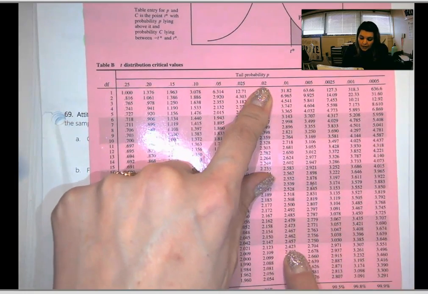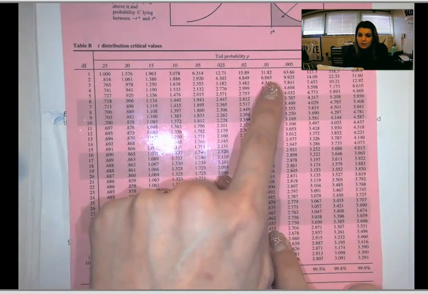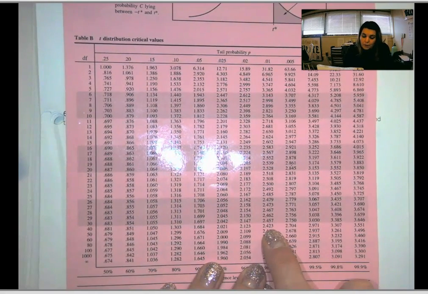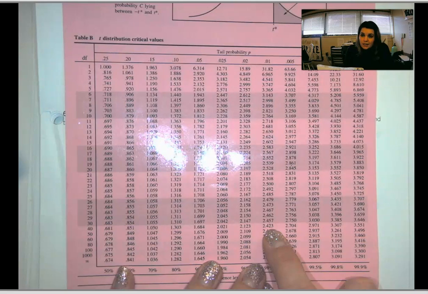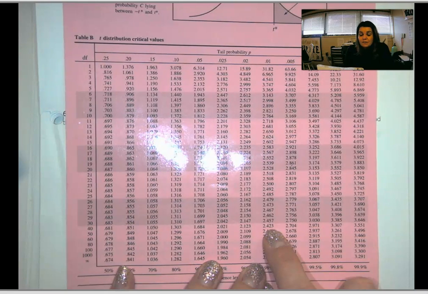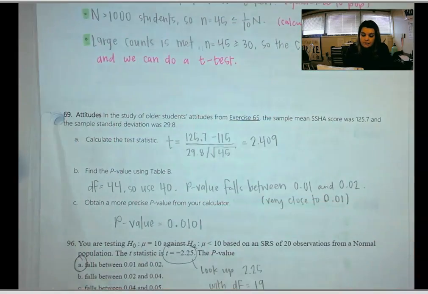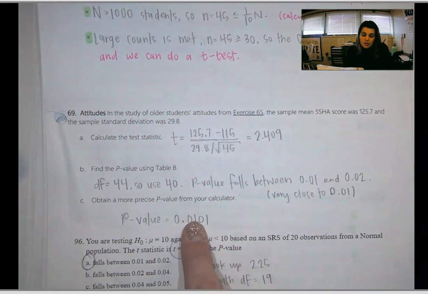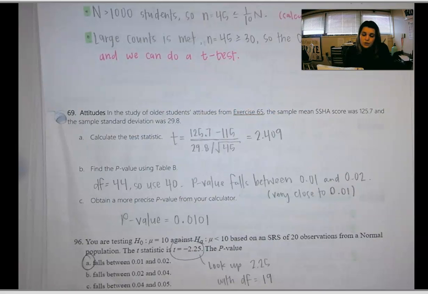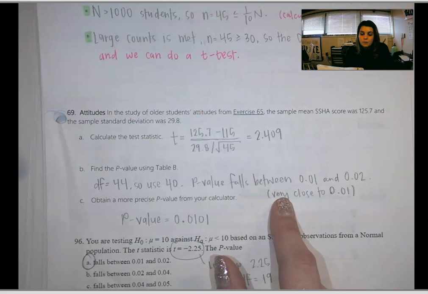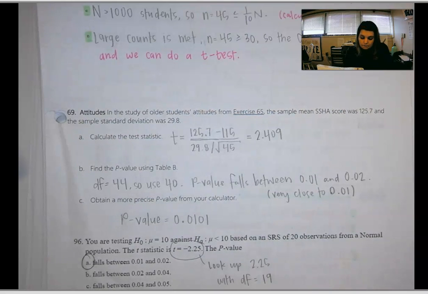However, I know that it's going to be very, very close to 1% because 1% is 2.423 and we got 2.409. So it's much closer to this probability. And that's what we end up getting from our calculator, that it's very, very close to 1%. So I have that written down here, and I just made a note to myself that it's very close to 0.01.